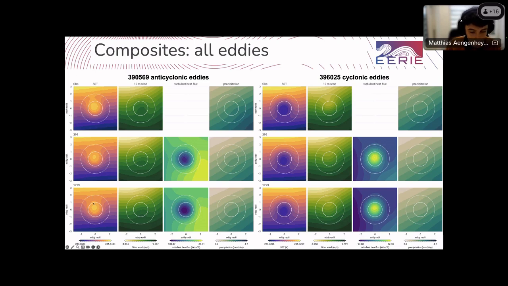I'll show later a plot that also includes the filtered simulations, where we removed the impact of the eddies. But for now, we want to look at the representation of these eddies and their impacts in the simulations that actually do have eddies.